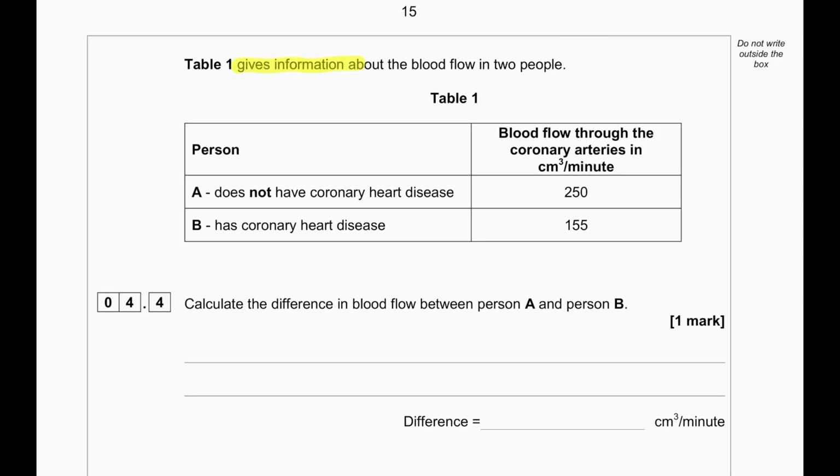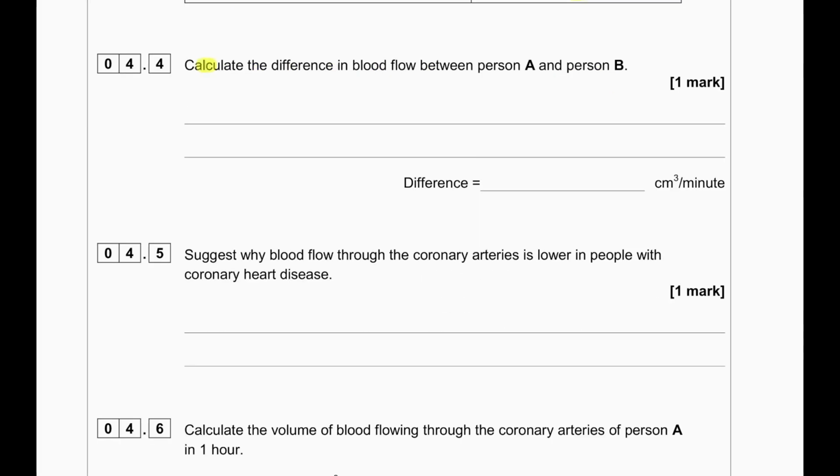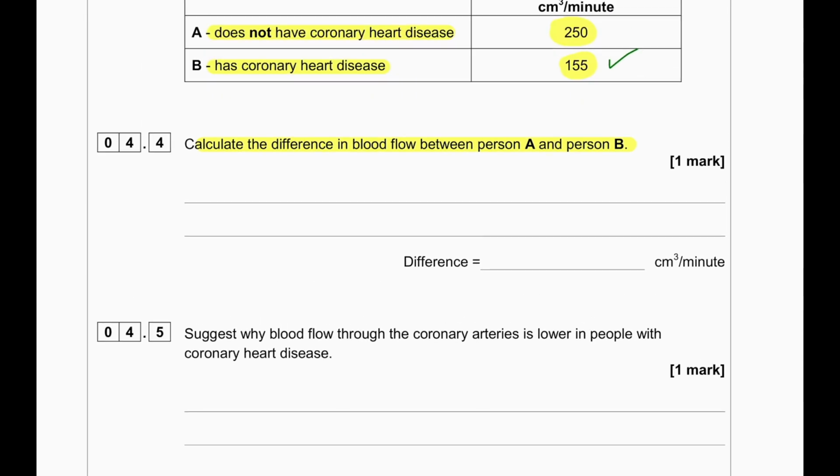Table 1 gives the information about the blood flow in two people. Person A does not have coronary heart disease, so we can see the blood flow is 250 cm³ per minute, and person B has coronary heart disease. We can see the blood flow has been reduced in the case of person B. Calculate the difference in blood flow between person A and person B. So we are going to write 250 minus 155, which equals 95. So the difference is 95 cm³ per minute.